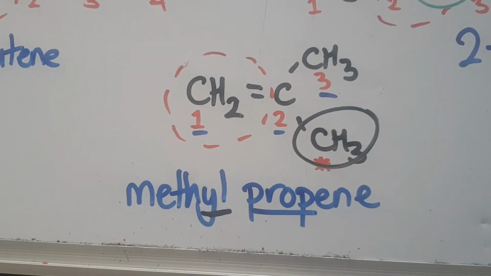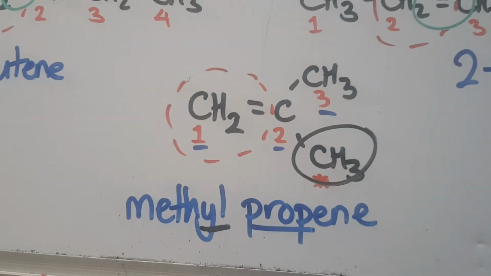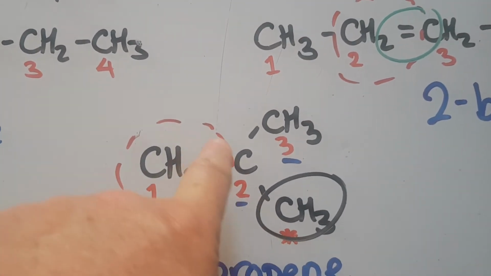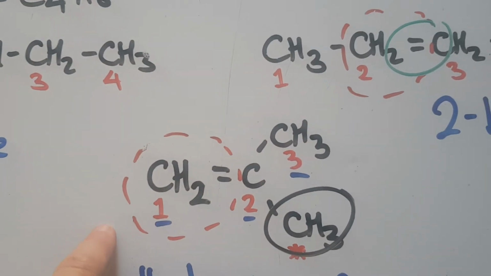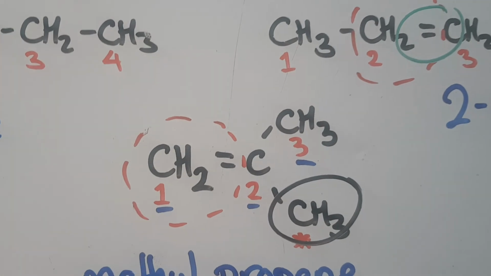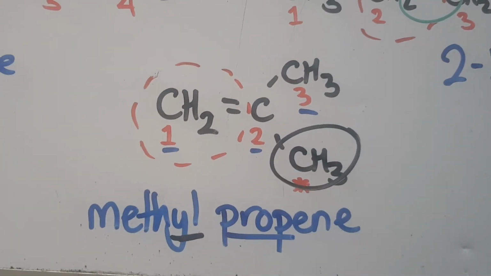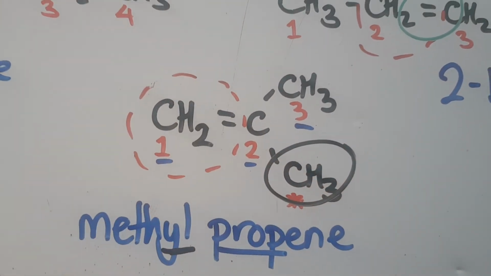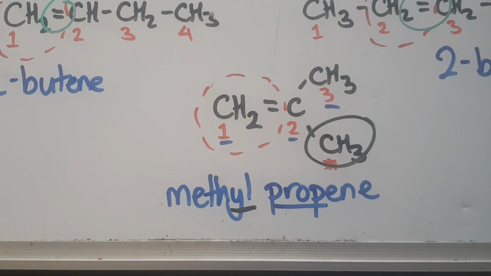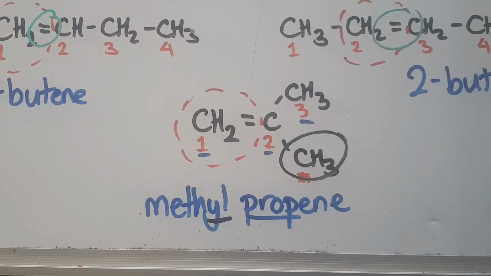Now I haven't put any numbers in there. If I wanted to be really, really pedantic, I could say that it's 2-methyl because it's next to the number 2 carbon, 1-propene because the double bond is there. However, and I'll let you do this for yourself, if you try to move anything around there, you'll actually make one of these 2 molecules again. So that's why there's no numbers in methylpropene.